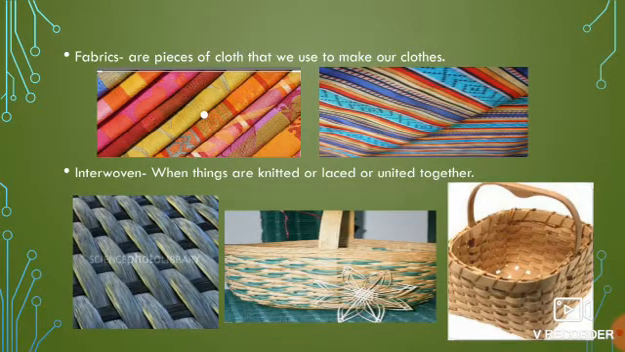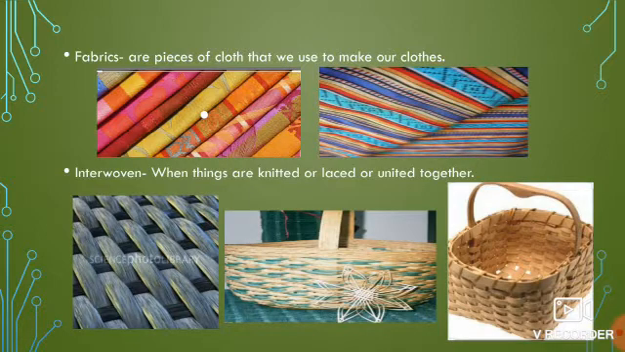Next, interwoven. When things are knitted or laced or united together. Like you see in the picture, baskets are made with interwoven strips of straw, bamboo, or palm leaves. So these strips are united together or tightened together to form various things.